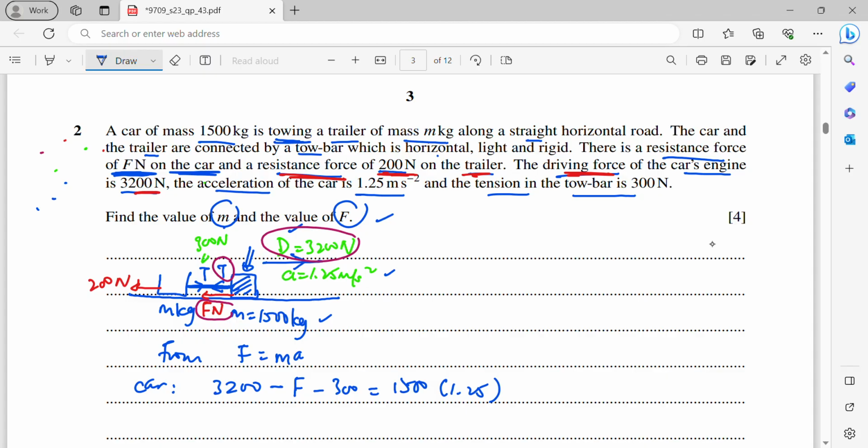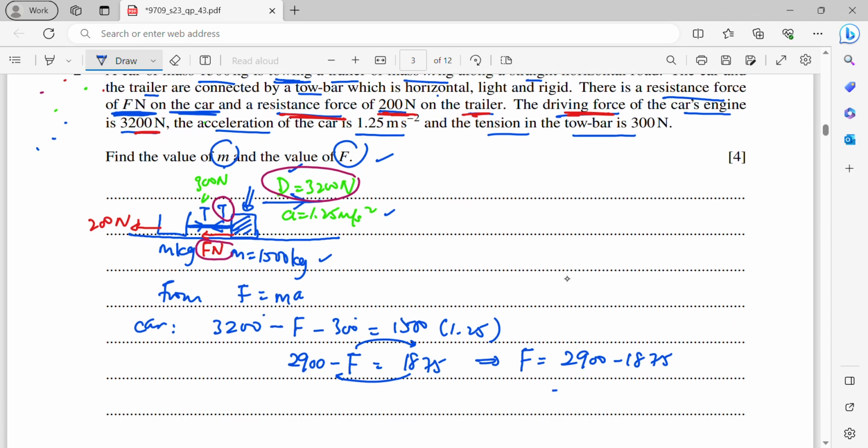So from here, 3,200 minus 300 on the left hand side will be 2,900, then minus F. Right hand side, 1500 multiplied by 1.25 will be 1875. Therefore, my F is going to be, just move to the right side, and this 1875 move to the left side. I'll get 2900 minus 1875. Then it will be 1025. So that is my F.